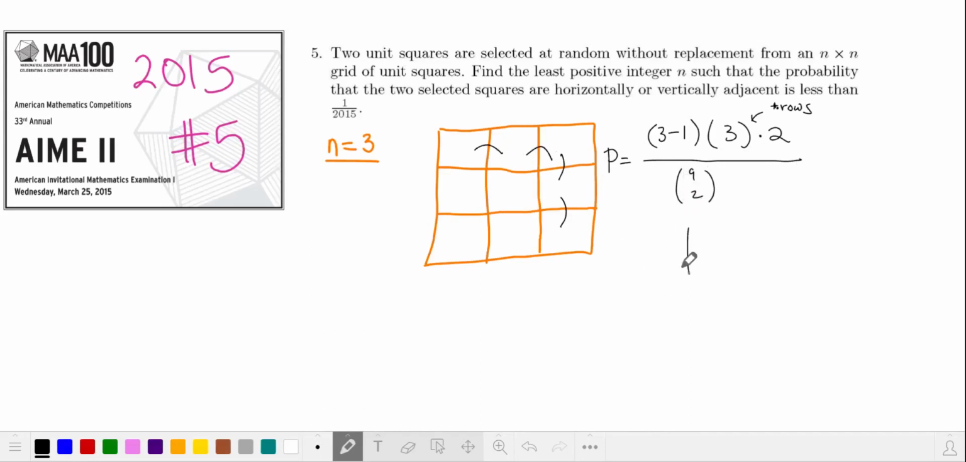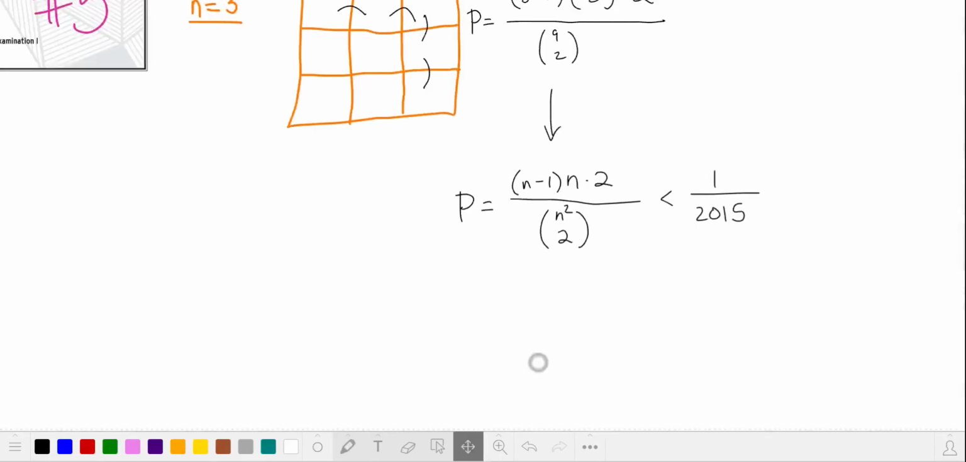If we generalize this for any value of n, we can see that each row is going to have n minus 1 horizontally oriented adjacent squares. There are n rows, and it's the same count for vertically adjacent unit squares, so we multiply this by 2. The denominator is the number of squares, which is n squared, choose 2. We need this probability to be less than 1 over 2015. And from here, we can find our bound for n.